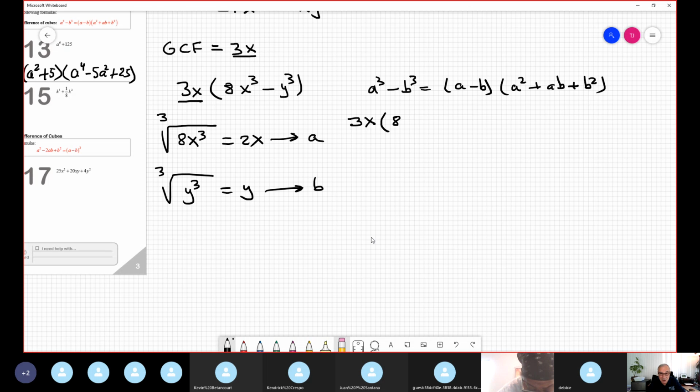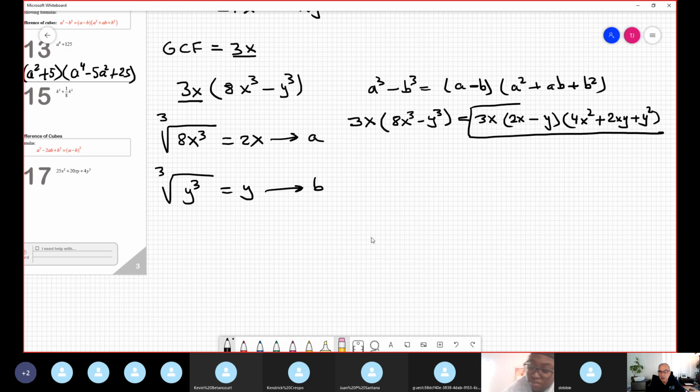So this is 8x cubed minus y cubed. And the factorization is, bueno, I copy 3x again, pero I copy two parentheses, which are the parentheses of the formula. And a is 2x. And b is y. And minus, look at that. Square the first is 4x squared, plus multiplication of both is 2xy in alphabetic order, plus square the second is y squared. Boom, final answer.